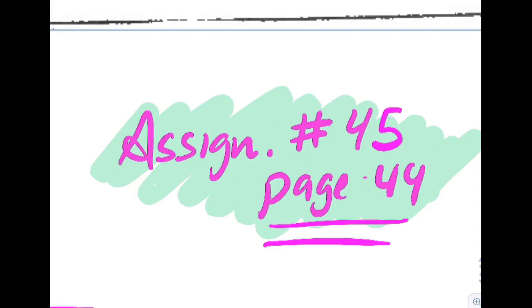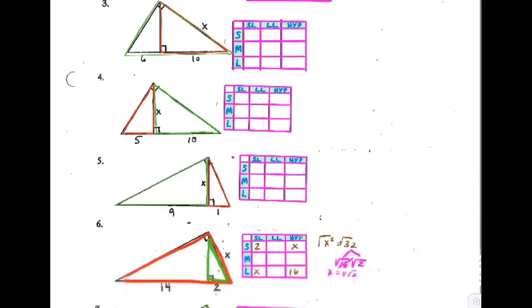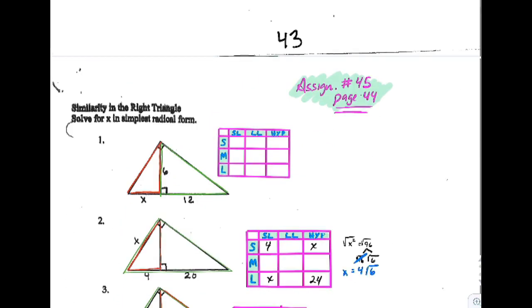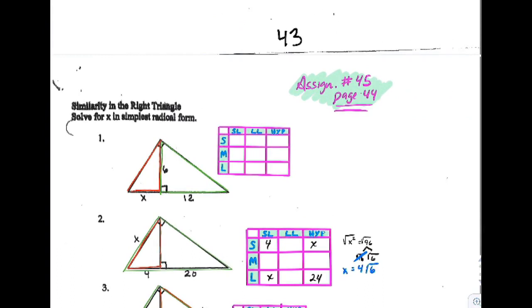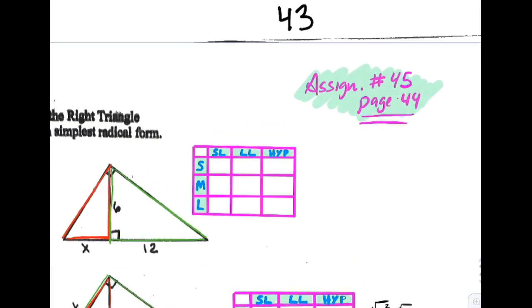Okay, assignment 45, page 44. So you had 7 of these to do. We did 1 or 2 of them in class, but there wasn't a whole lot of space. If you write small, you're good. If not, hopefully you used a separate piece of paper.